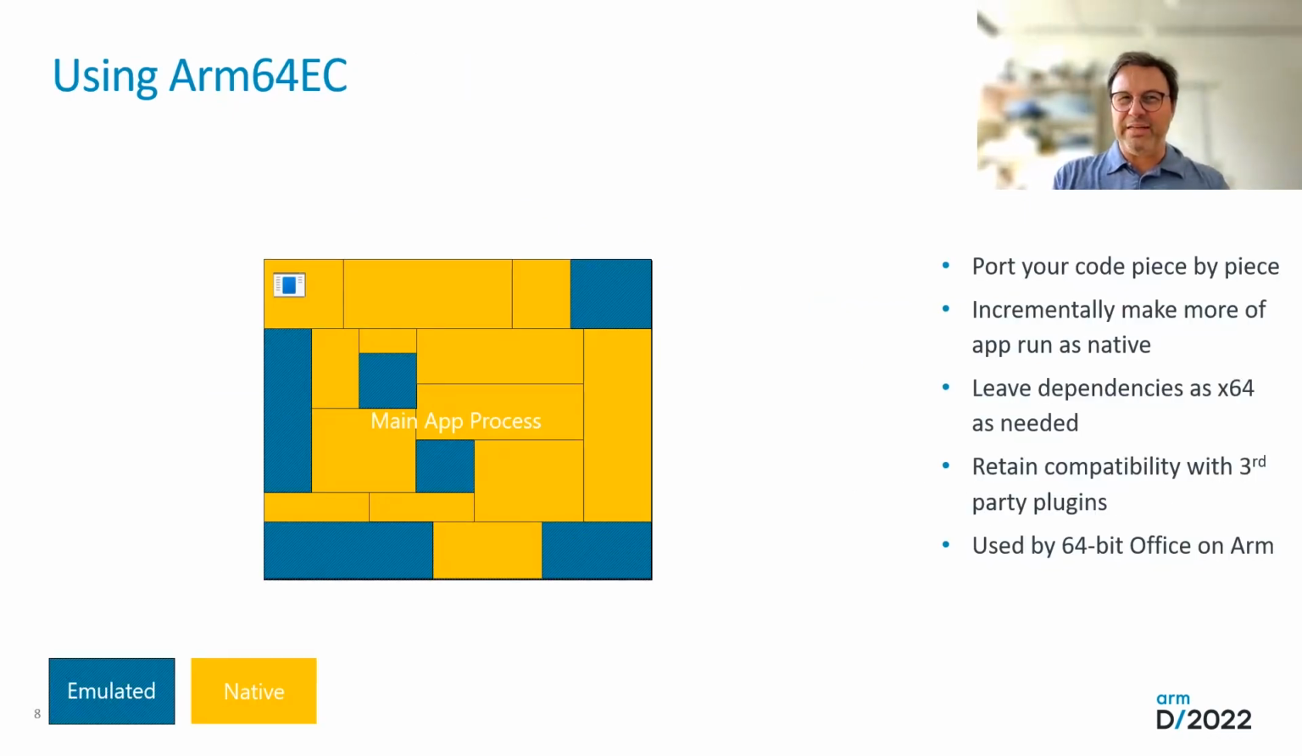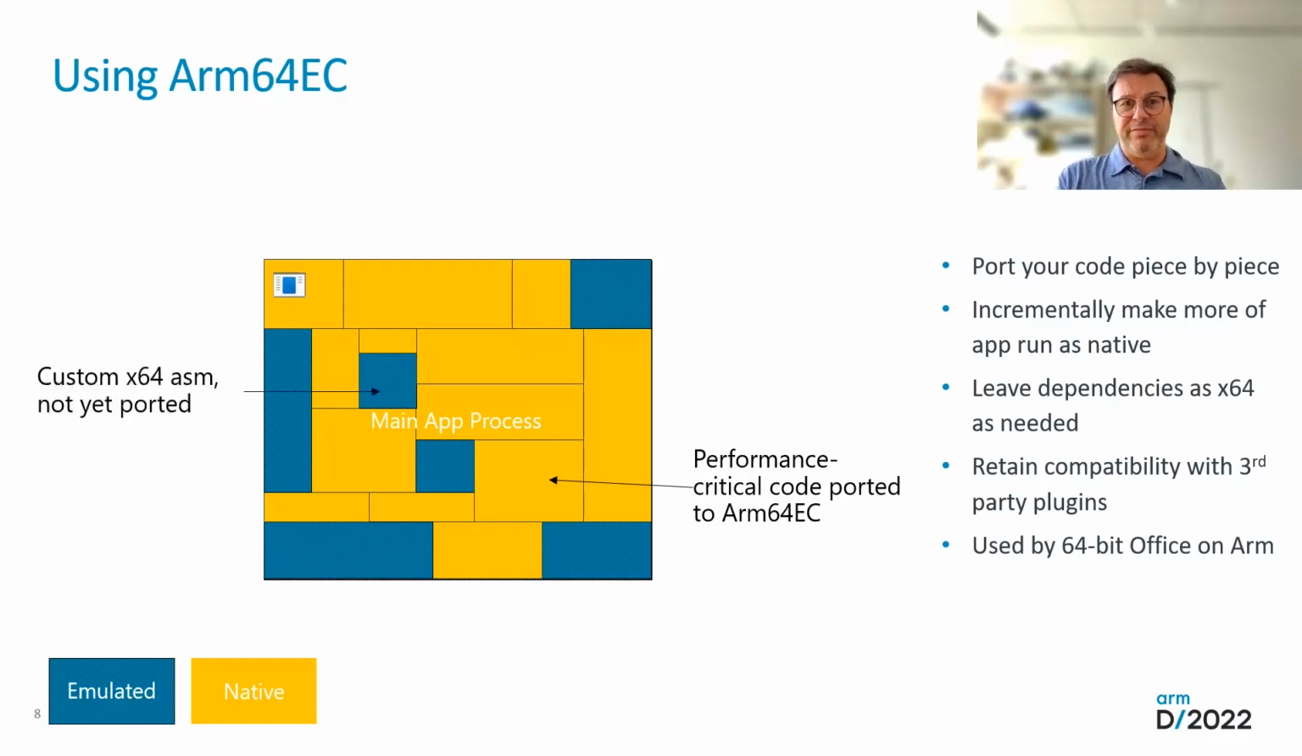The key here is having that flexibility to make progress and focus your efforts in the places where you can most improve the application's experience. Start with code that is performance sensitive or easy to port. Leave the harder code like x64 assembly for a second pass. And also leave dependencies that you have little control over as x64 code until they can be ported to ARM64 as well.